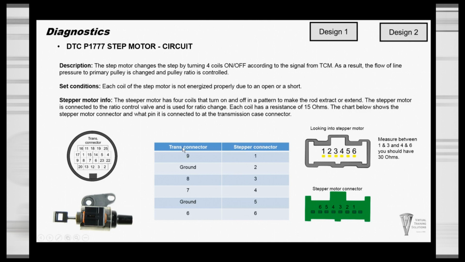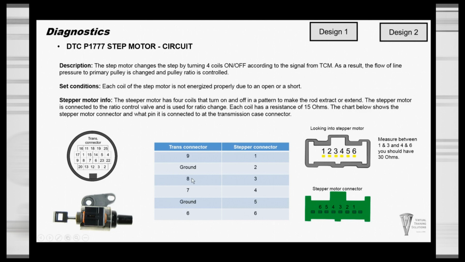You can do the same thing. Here's the transmission case connector. So if you went to ground of the transmission case and you went to pin number 9 at your case connector, you're going to get 15 ohms. If you went to pin 8, you're going to get 15 ohms. 7 and 6 are both going to be 15 ohms too.